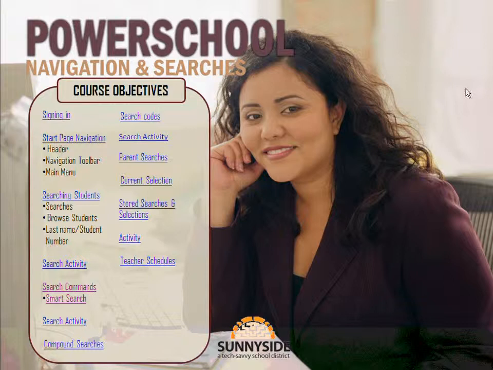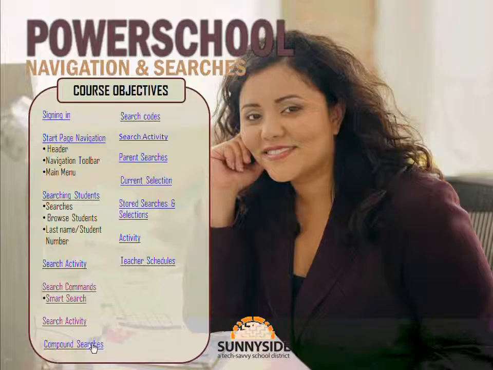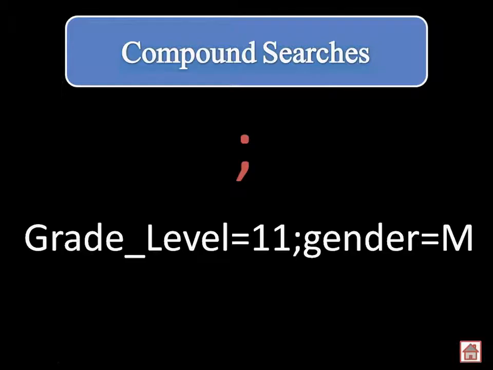All right, moving right along. Compound searches, because I think we just did the activity. So now we're going to go to compound searches. We know how to do a search already, and we know how to do a search command, but you can actually put two search commands together in one, and that's what they call compound searches.